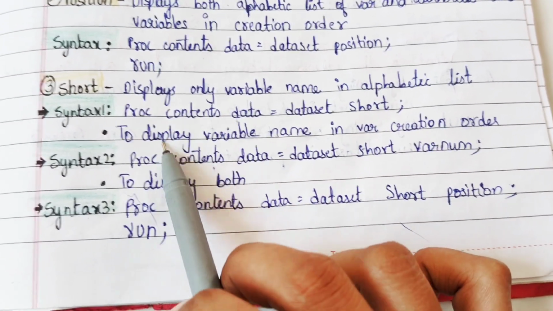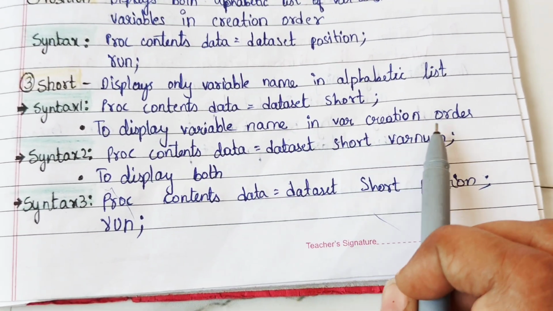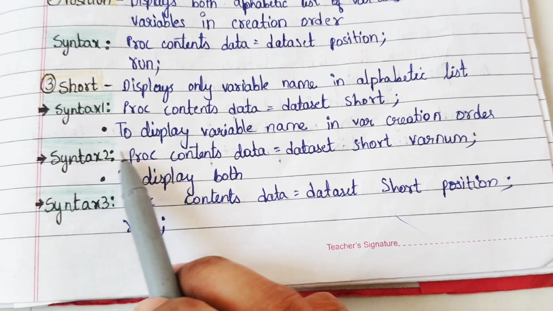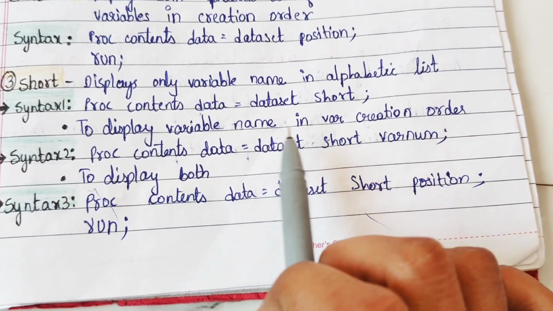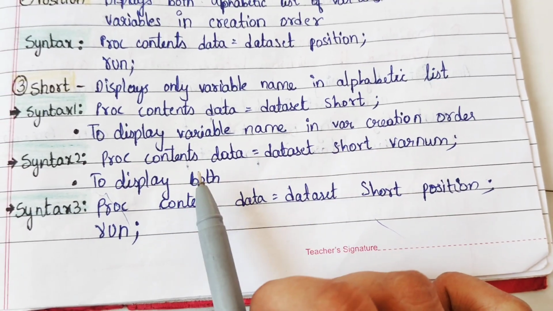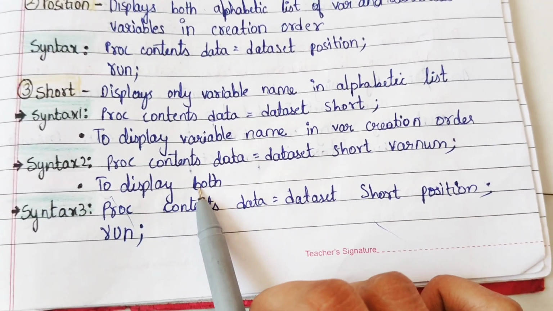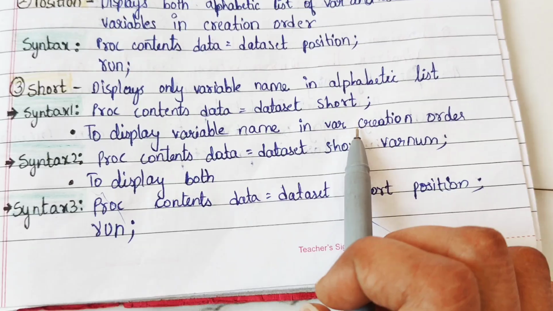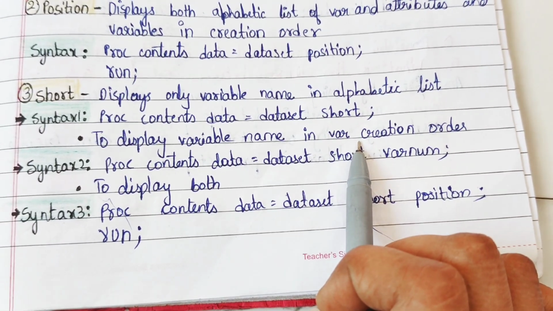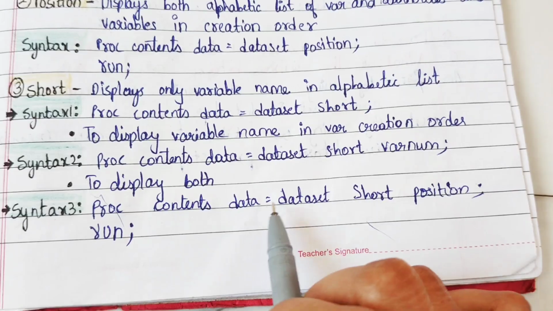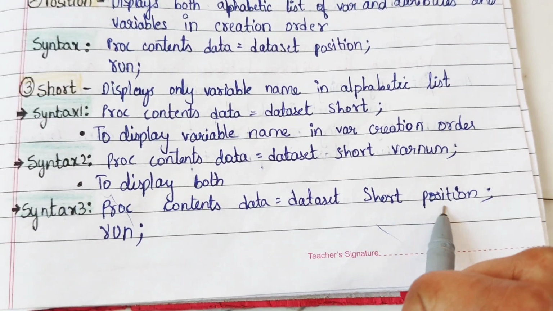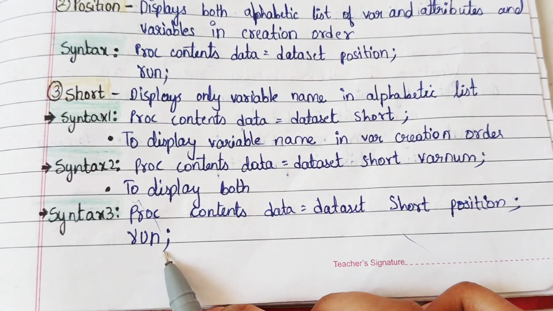To display variable names in variable creation order, we use this syntax: proc contents data is equal to data set, short varnum semicolon. Then to display both the alphabetic and the variable creation order, we use this syntax: proc contents data is equal to data set, short position semicolon run semicolon.